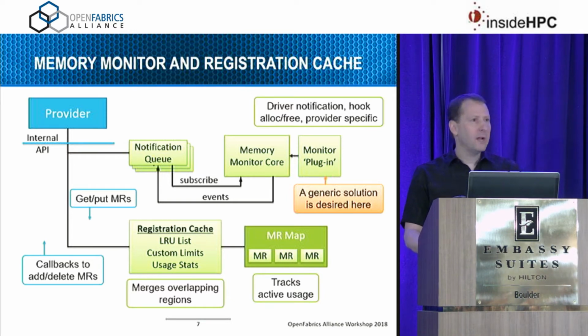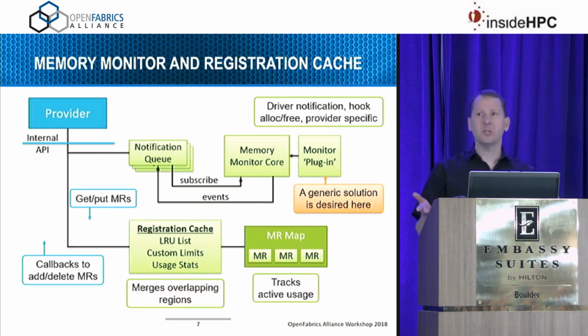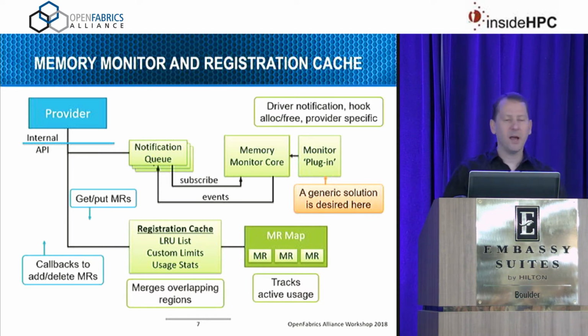A couple other provider areas. We did look at adding internal APIs. So these are not exposed to the applications, but at least to the providers. We have a memory registration cache and something we call the memory monitor. So the registration cache is obviously just caching registrations. We tried to define these APIs so that they could exist and work well. We don't have to change them, but because they're not exposed, we're allowed to.